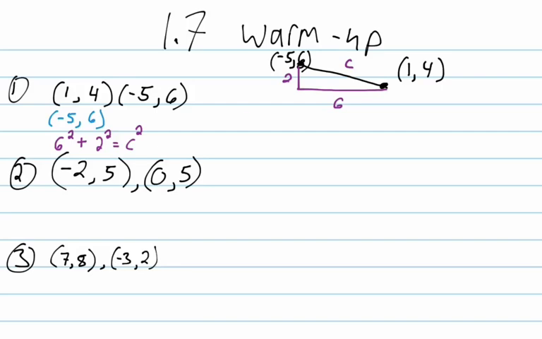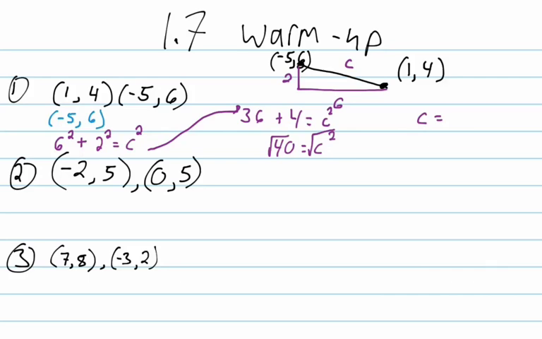So we square it. 6 squared is 36. 2 squared is 4. Set up the equation here. 36 and 4 give me 40. And then to get c, I have to square root both sides. So square root c squared, square root the 40.